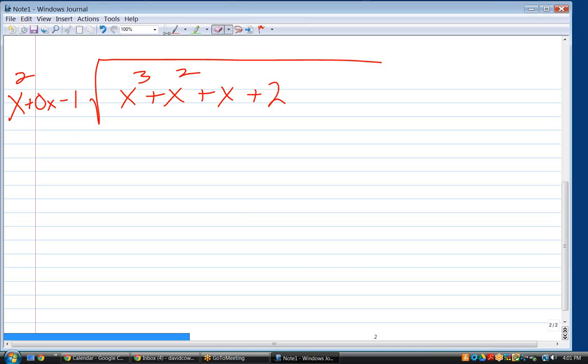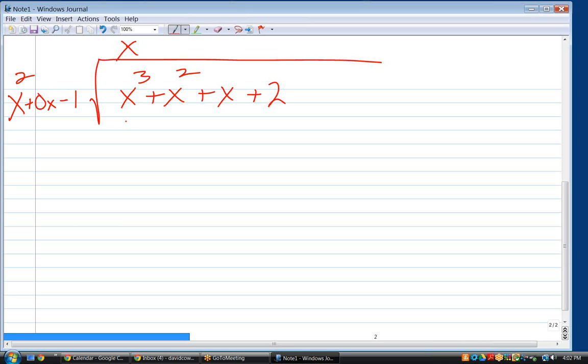Which should be x. Yeah, so all you do is divide that term into that term, always as a first step in long division. Nothing else matters at this point. We're just dividing x squared into x cubed. So that gives us x. Now we're going to multiply this x times each term of the divisor.